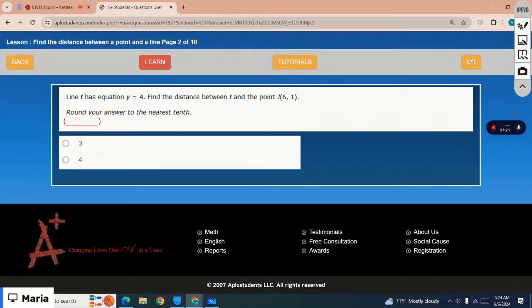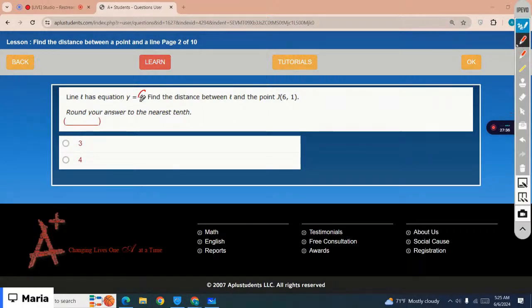The line L has the equation y equals 1. Find the distance between the point J (6, 4) and the line. So which is the correct option? Just look at this point. Y equals 4, right? And the y coordinate of the line is 1. 4 minus 1 equals 3. That means the distance between the point and the line is 3.